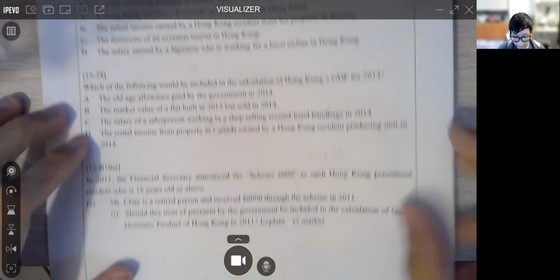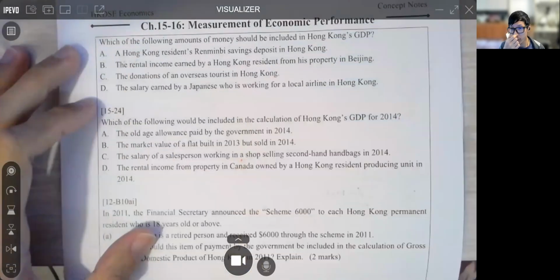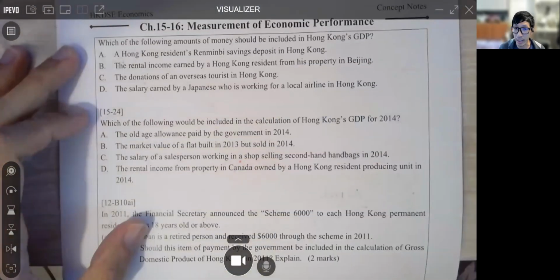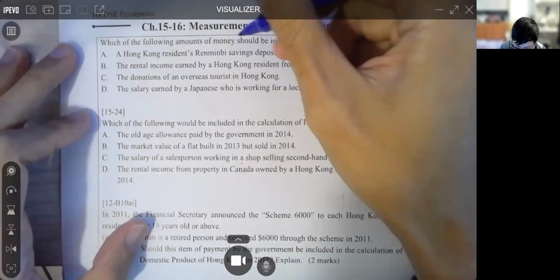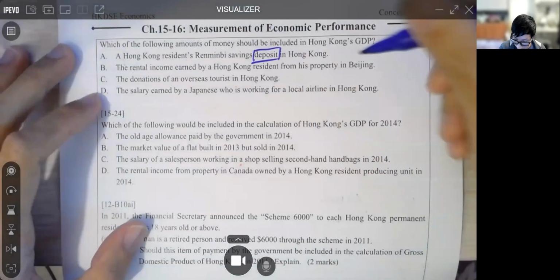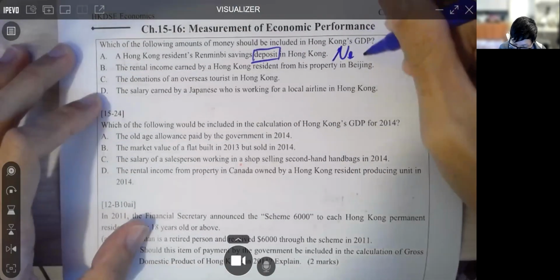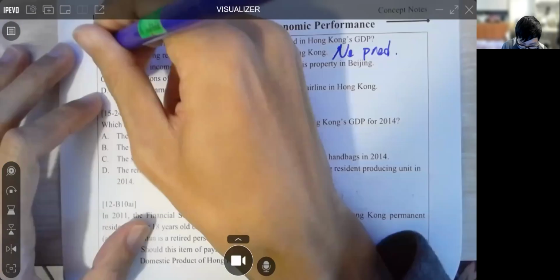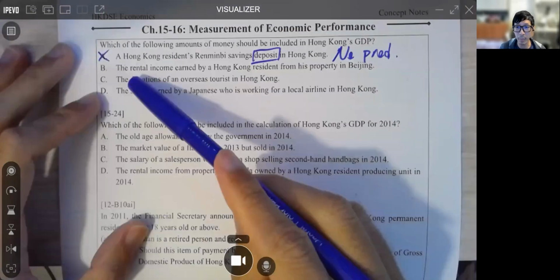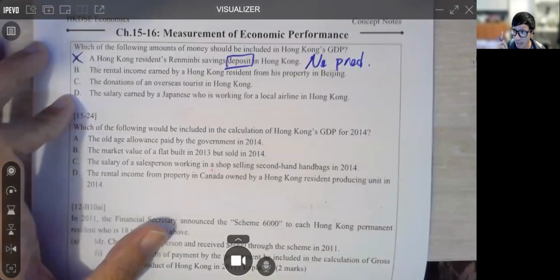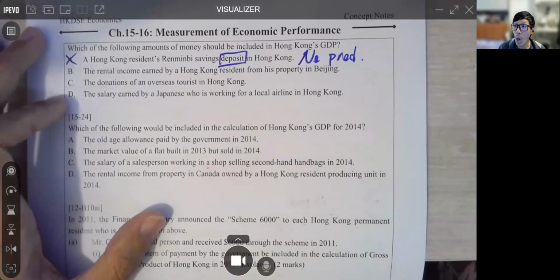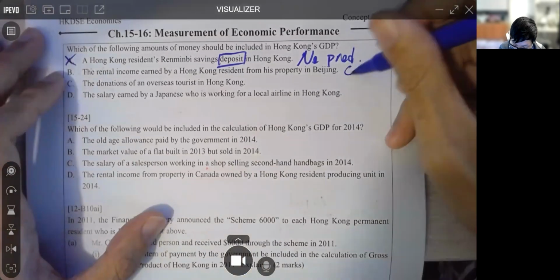Next page. Page 3. Here. Now, which of the following amounts should be included in Hong Kong's GDP? We are looking at GDP. Hong Kong resident's renminbi saving deposit, is there production? No production, so it does not count. Okay, rental income received by a Hong Kong resident from his property in Beijing. Be careful with this one. Now, a Hong Kong resident receives money from China.